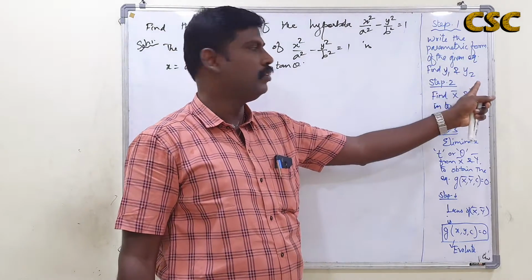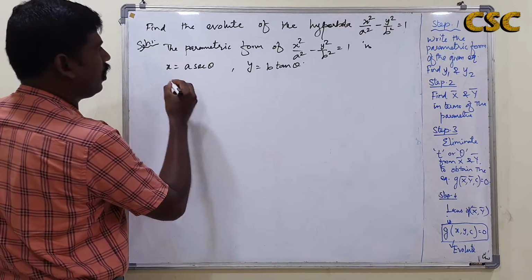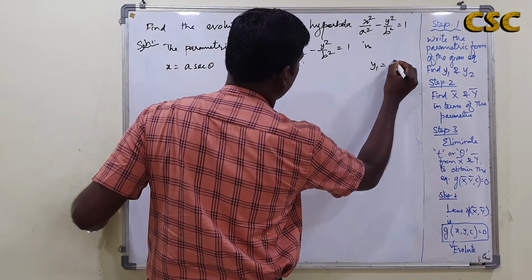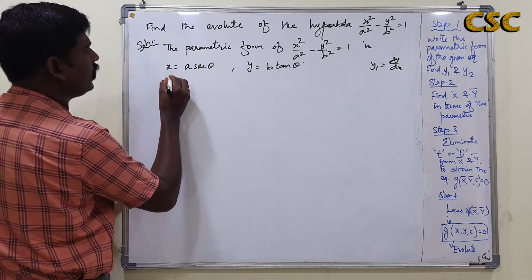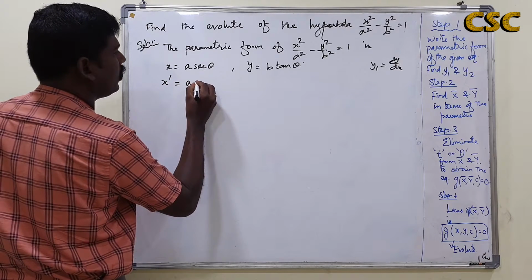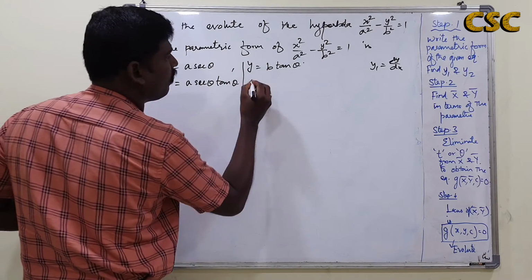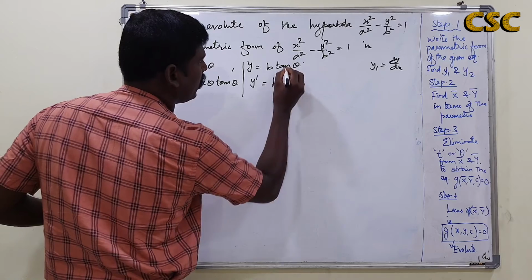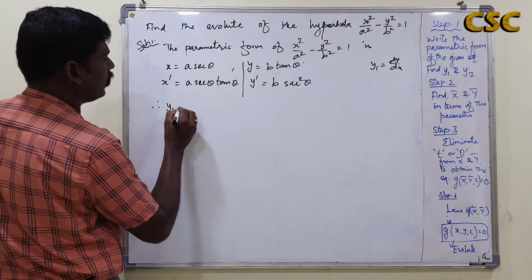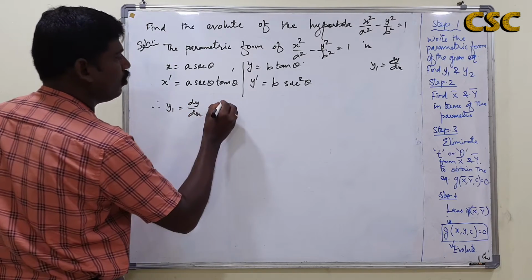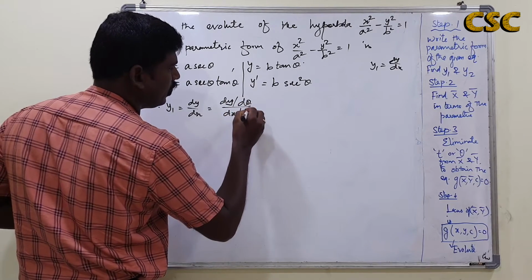Now I am going to find y1 and y2. How can we calculate y1? y1 is nothing but dy by dx. I find the derivative of x with respect to theta, that is x dash, and the derivative of a secant theta is a secant theta tan theta. The derivative of y with respect to theta, y dash, is b into the derivative of tan theta, which is b secant square theta. Therefore y1, that is dy by dx, is equal to dy by d theta divided by dx by d theta.